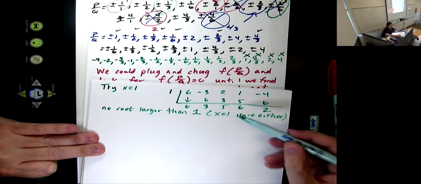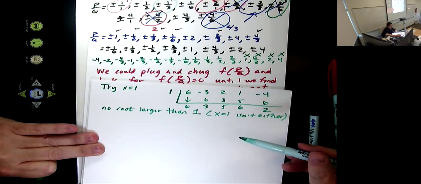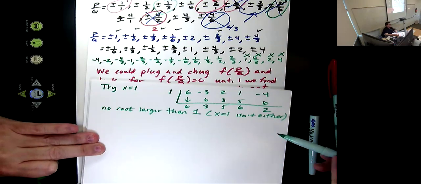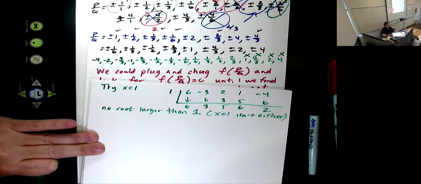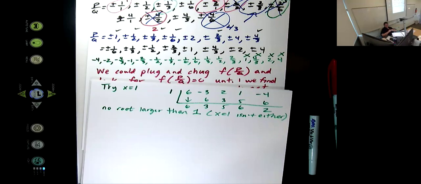Now, there might be a lower number that works, but I saw immediately that 1 worked. Anything to make the list smaller. Anything above one value is out because of that. Not because it had a remainder, but because the bottom row is all positive.